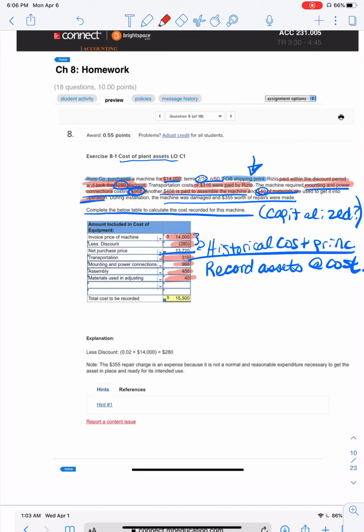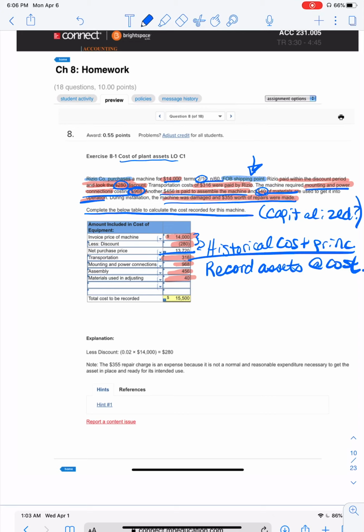The question is this installation that has the damage. So it says during installation, the machine was damaged and $355 worth of repairs were made. Is that $355 going to be capitalized as part of this asset on the balance sheet? And the answer is no, because that $355 is not an ordinary cost associated with getting this machine ready and working. There was a mistake made, and there had to be repairs. While that happens, and that is fine, that is not a capitalizable event. So instead, that has to be expensed on the income statement during the year.